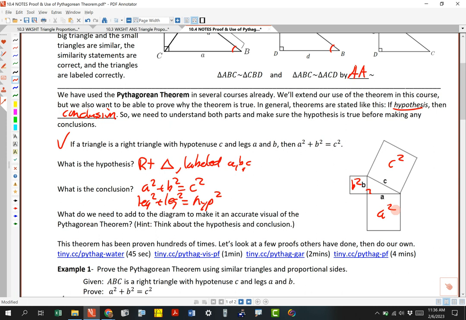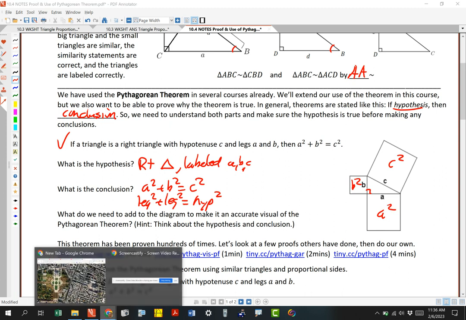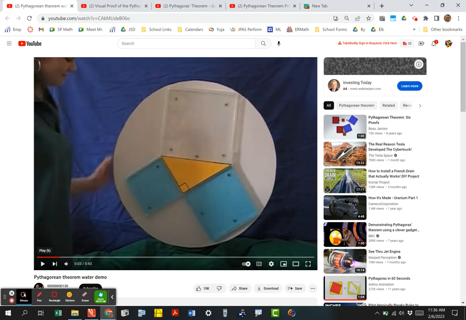Now, you can find hundreds and hundreds of proofs of the Pythagorean theorem. Some are very long, some are very short. We're going to do our own in just a second, but what I want to do here is show everybody a couple of these. So I'm going to come back over here, and as these are demonstrated, I want you to figure out, is this an actual proof or is this a demonstration?